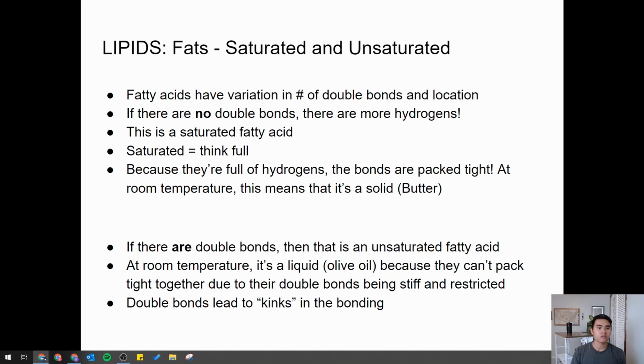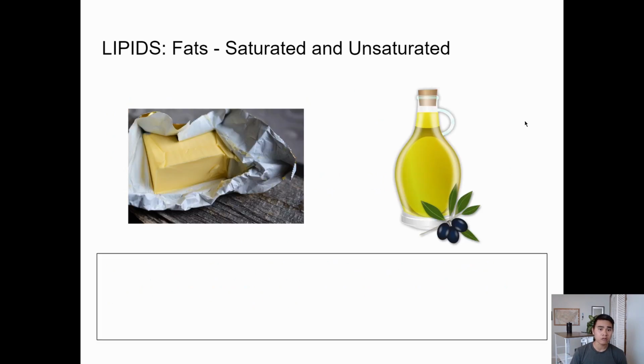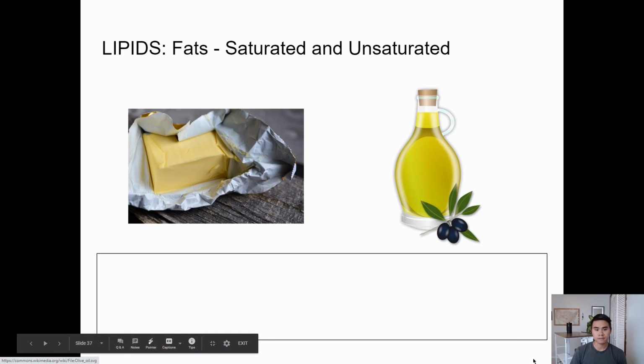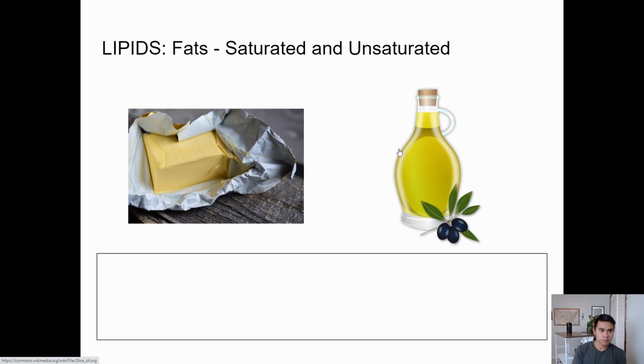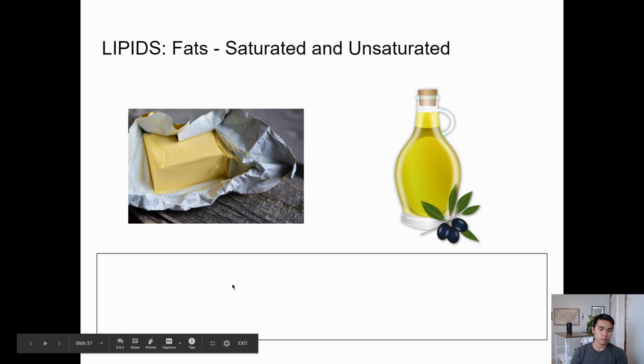But at room temperature for a saturated fat, it can pack tightly together. So that's like butter, and then olive oil would be the unsaturated. So butter would be the saturated, olive oil would be the unsaturated. So saturated, unsaturated. I was supposed to draw it here, but I realized that I didn't have my iPad near me, so I can't draw that there. But just use that picture. Just go back to the video when I dragged in that image. That's what I was going to put here.